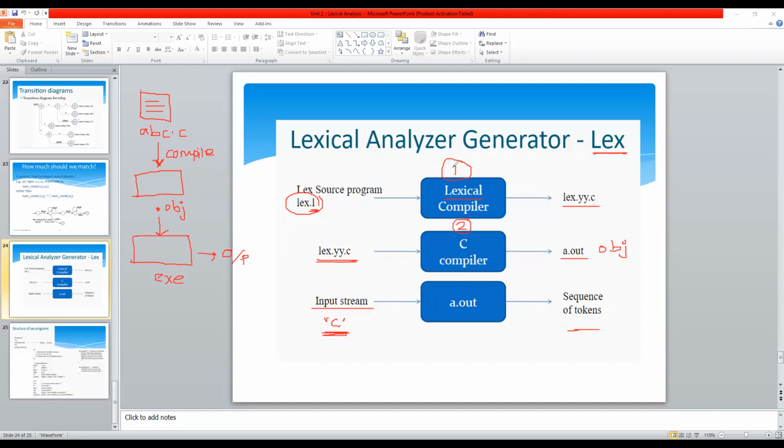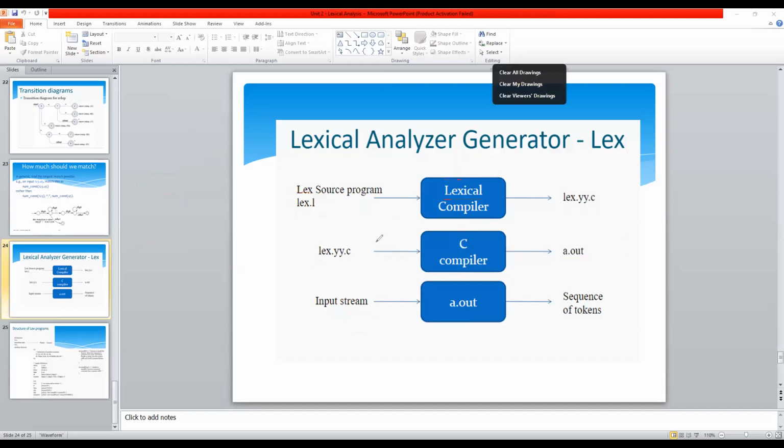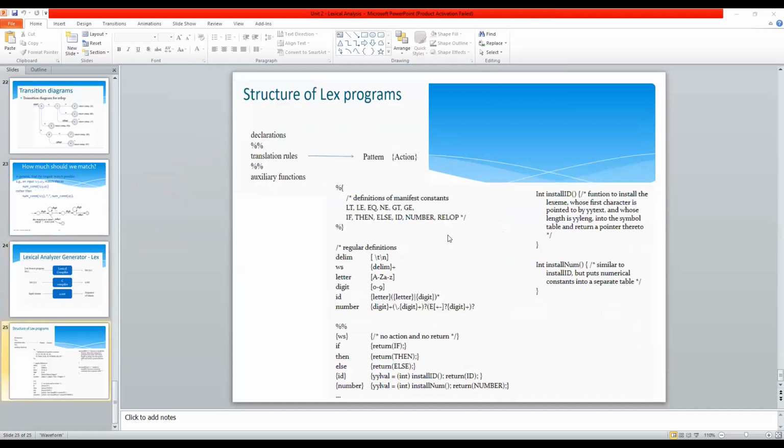Lexical compiler, then C compiler, and then the object code is provided with the input stream, and you are able to get the sequence of tokens as output. Okay, so let us see the code for lex.l. आता lex.l मध्ये मी काय लिहिणार आहे जेणेकरून मला tokens generate होऊन येतील.